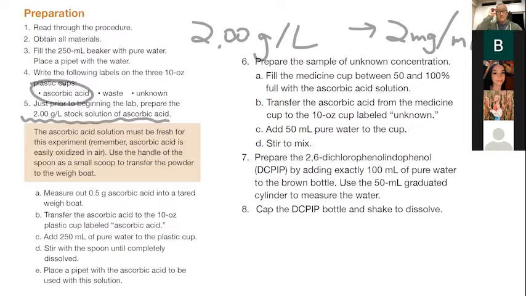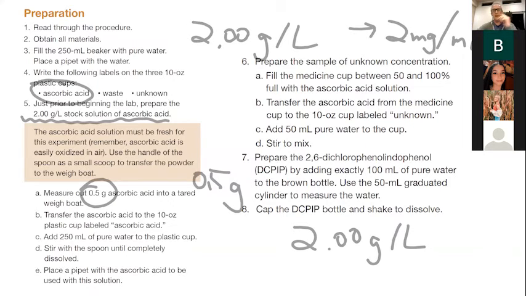Now, like it says here, it has to be fresh. So when you do the experiment, you have to do all of it in one day. It's a fairly straightforward experiment, so it won't take you very long. Does anyone see a mistake in the instructions? It says to make a 2.00 grams per liter solution, and yet it tells you to weigh out 0.5 grams. Anyone see a problem with that? What's the problem there?